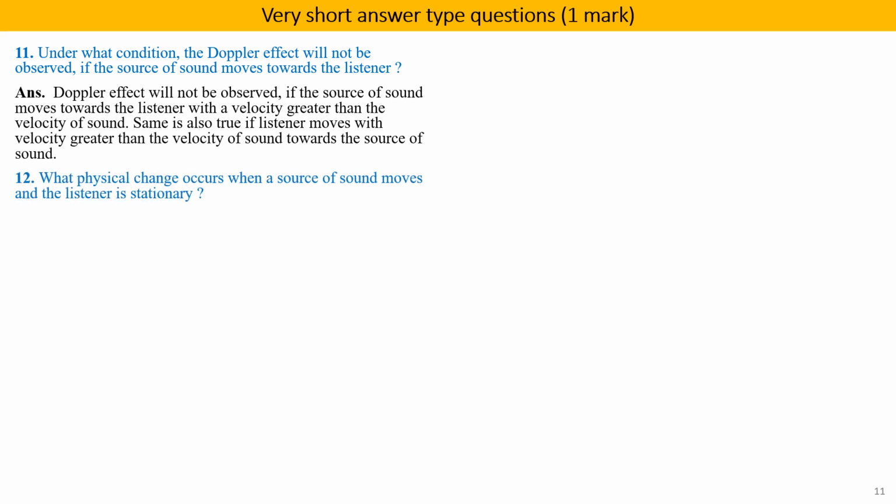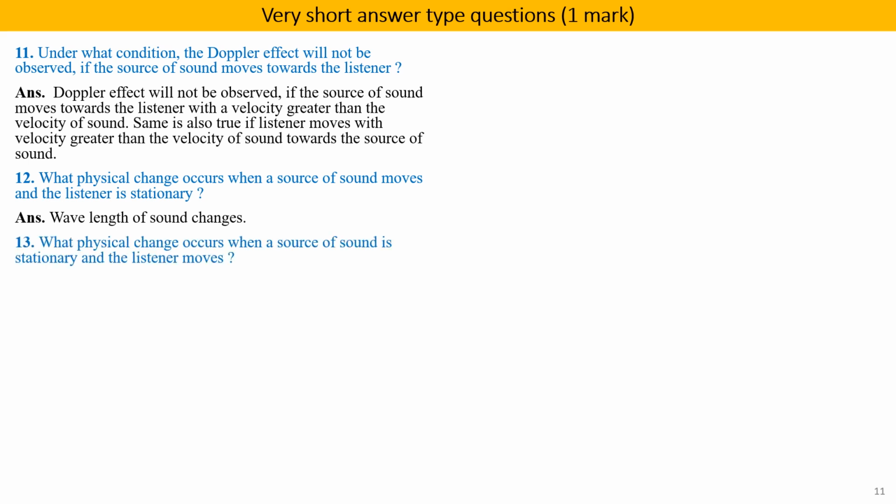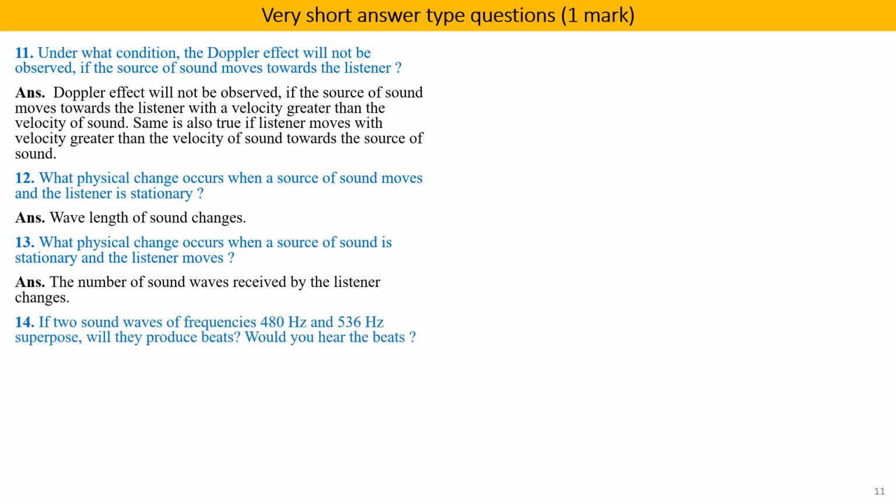The same is also true if the listener moves with a velocity greater than the velocity of sound towards the source of the sound. What physical change occurs when a source of sound moves and the listener is stationary? Wavelength of the sound changes. Question 13. What physical change occurs when a source of sound is stationary and the listener moves? The number of sound waves received by the listener changes.